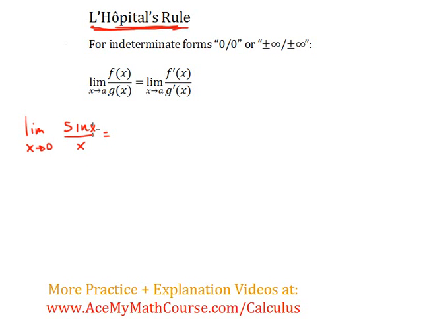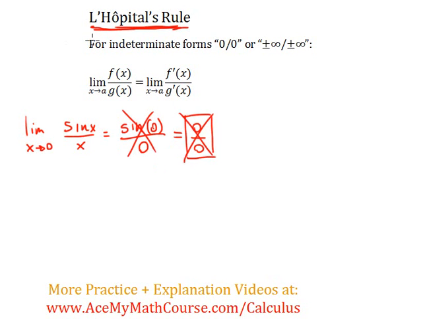Let me plug in 0 for x and see what happens. If I were to do that, I would end up with sine of 0 over 0. Sine of 0 is 0, so we end up with 0 over 0. And that won't help us in actually evaluating this limit. Why not? Because this is an indeterminate form, so no cigar. We can't do this to evaluate it.